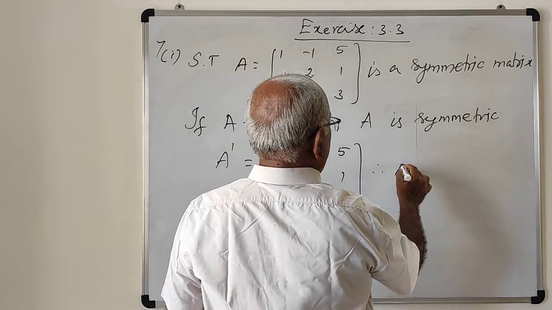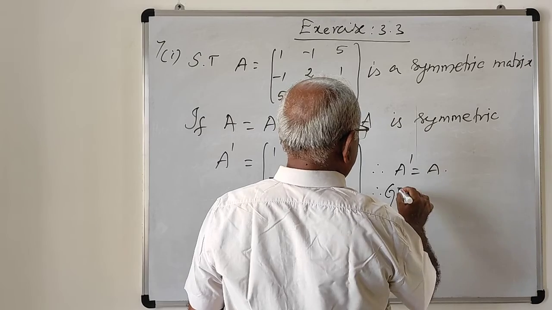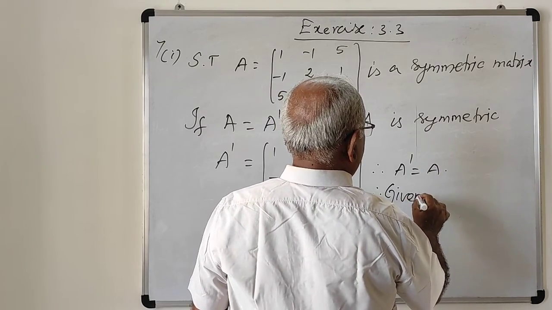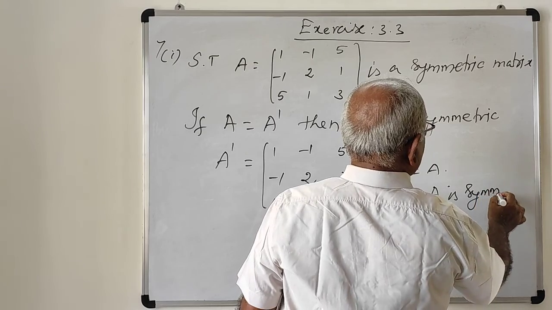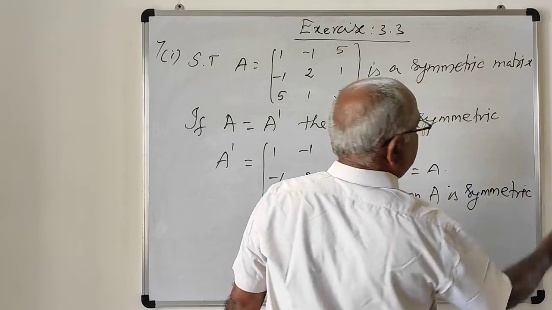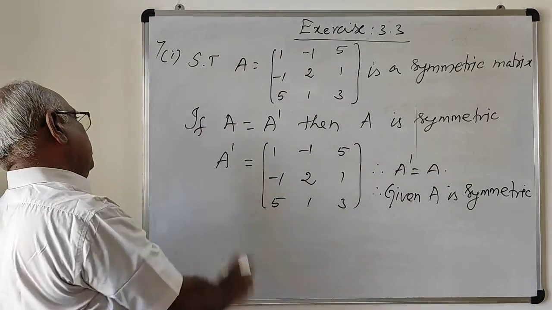Therefore, we have derived A dash equal to A. Therefore, the given matrix A is symmetric. That is the first problem.